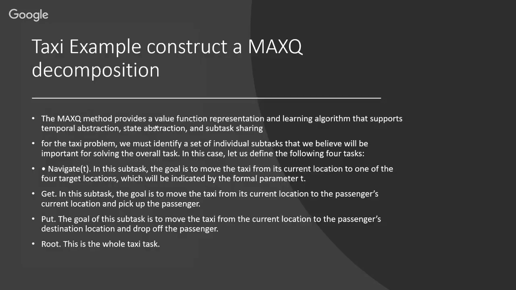Now, the other thing we'll look at is constructing a MAXQ decomposition. The MAXQ method provides a value function representation of the learning algorithm that supports temporal abstraction, state abstraction, and subtask sharing. With this problem, we have to identify individual subtasks that we believe will be important. So, for example, navigate. In this subtask, the goal is to move the taxi around. It's those four actions, north, south, east, west, which move the taxi from one part of the grid to another.